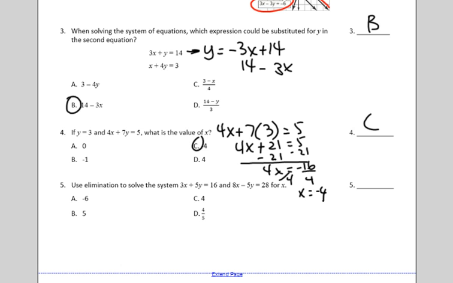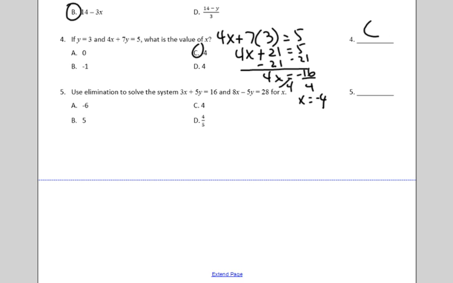Number 5, use elimination to solve for x. So I'm just going to put 3x plus 5y equals 16 down here. I'm going to add these together. That'll cancel the y's. 11x equals 44. x equals 4, which is also choice C.